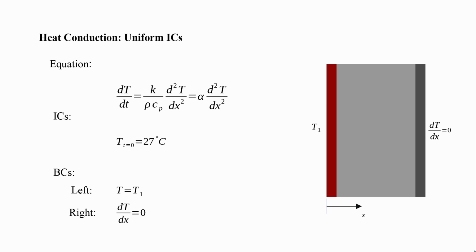For boundaries, we have a fixed temperature value at the left and zero heat flux at the right. The goal of this simulation is to determine the transient temperature profile across the wall as heat diffuses from the hot left side to the insulated right side. Let's navigate to our first problem's case directory.